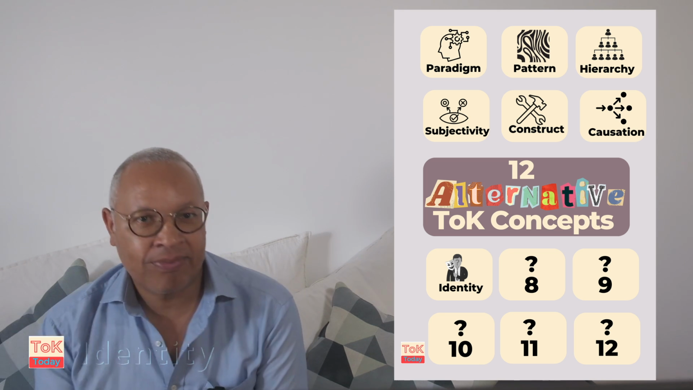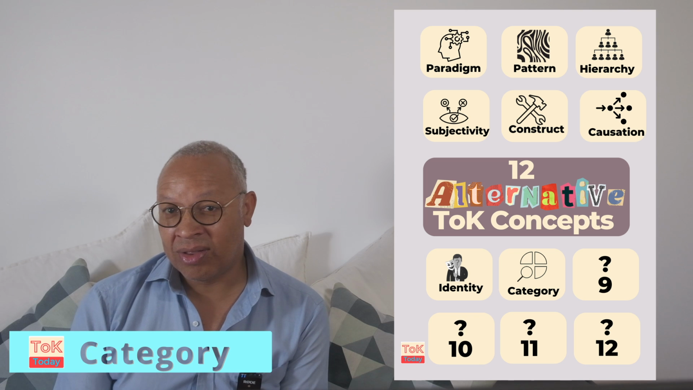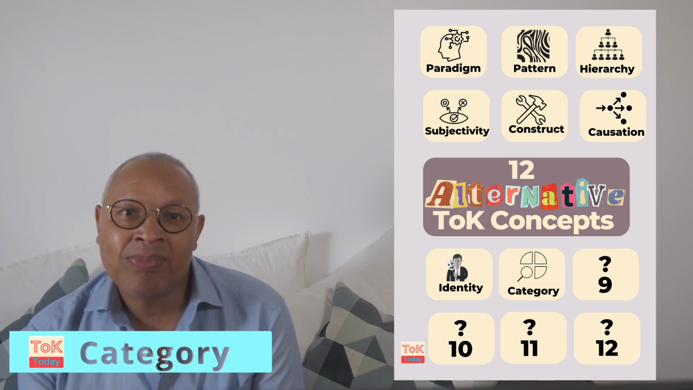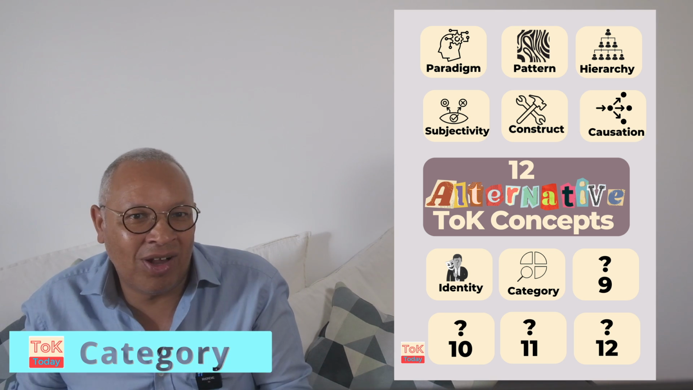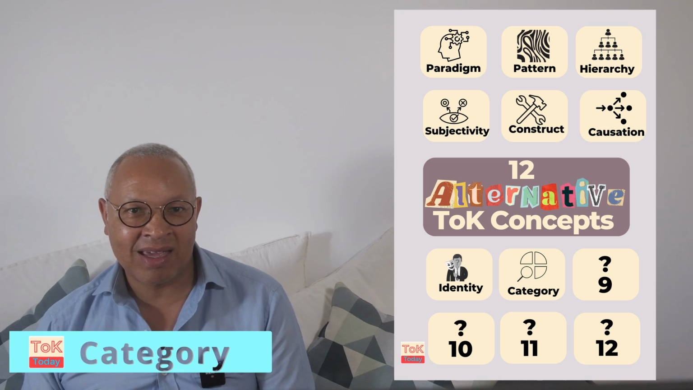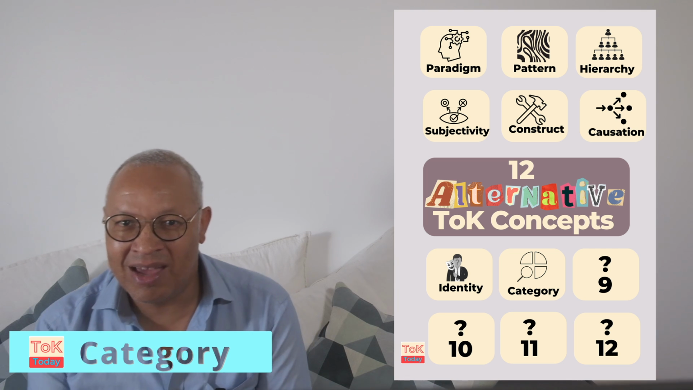The 8th concept to be included on our alternative list is in honour of the inner Kantian in all of us, so it's got to be category. The concept of category could also be replaced with the concept of labelling. They do pretty much the same job here. Now, a lot of ToK relates to the organisation of knowledge within the knowledge framework. Inevitably, we end up discussing categories and categorisation a lot of the time.